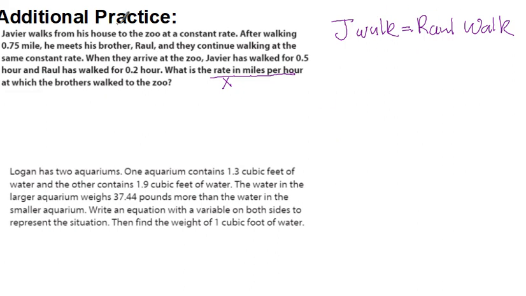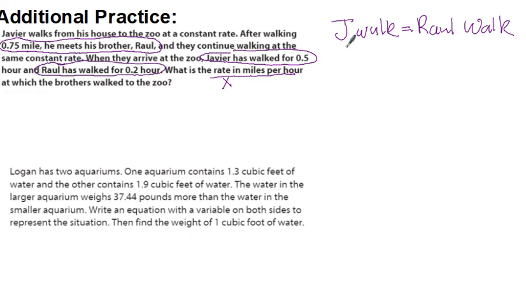So Javier walked at a constant rate. And after this far, his brother met him. This information actually is going to go with Raul. And people confuse this, and we'll talk about it here in a second. But the reason it goes with Raul's information is because to make their distance equal, Raul needs this added to his walk, right? We need their distance to be equal because that's the only way we're going to find their rate being the same. So Javier's time is a half an hour and Raul's time is 2/10 of an hour.